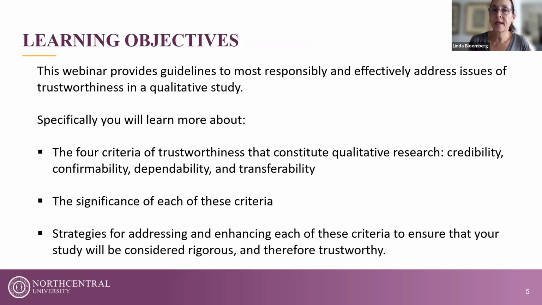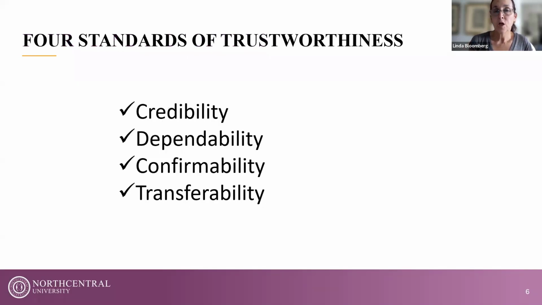I just also want to go quickly over the learning objectives for today's session. I'd like all of us to become engaged in and address the 4 criteria of trustworthiness that constitute qualitative research, being credibility, confirmability, dependability, and transferability. I'd like for us to discuss the significance of each of these criteria and the strategies that you can use as a researcher for addressing and enhancing each of these criteria to ensure that your own study will be considered rigorous and therefore trustworthy. So again, the 4 standards of trustworthiness are credibility, dependability, confirmability, and transferability.